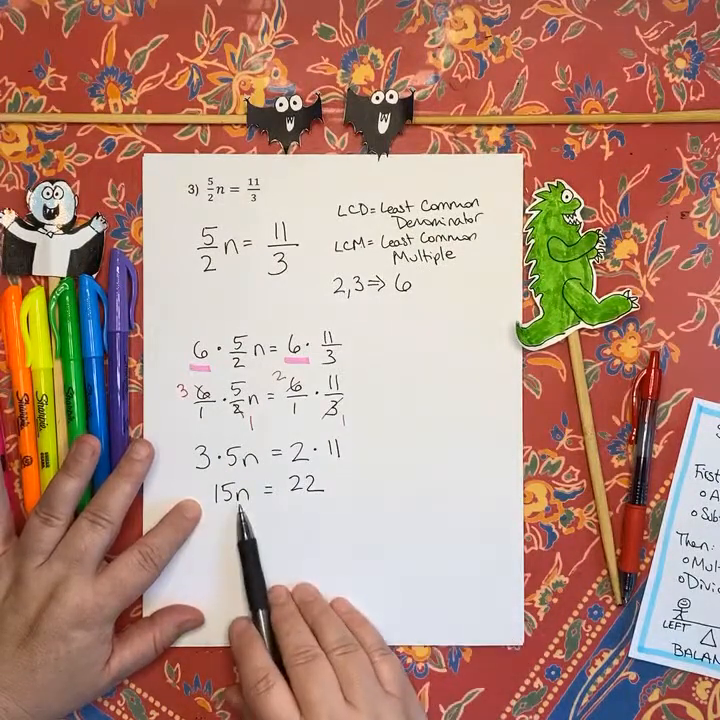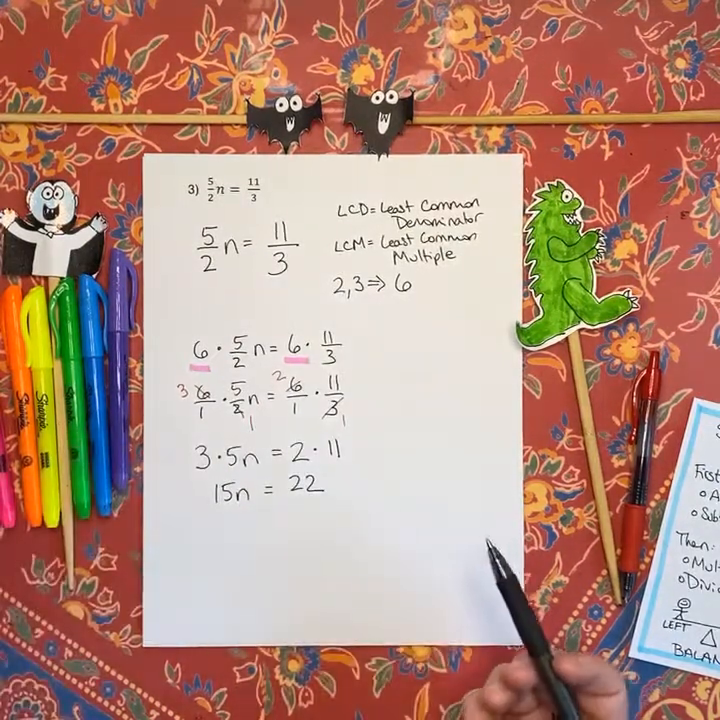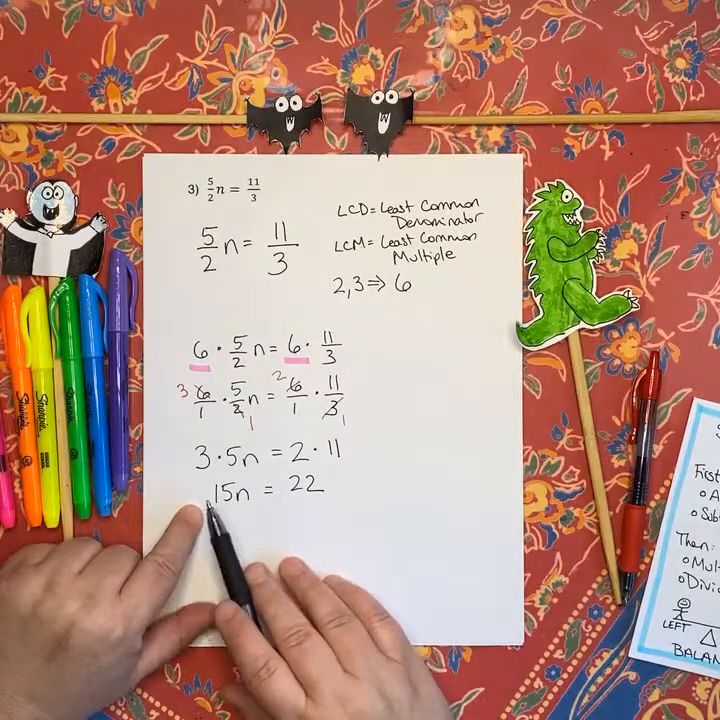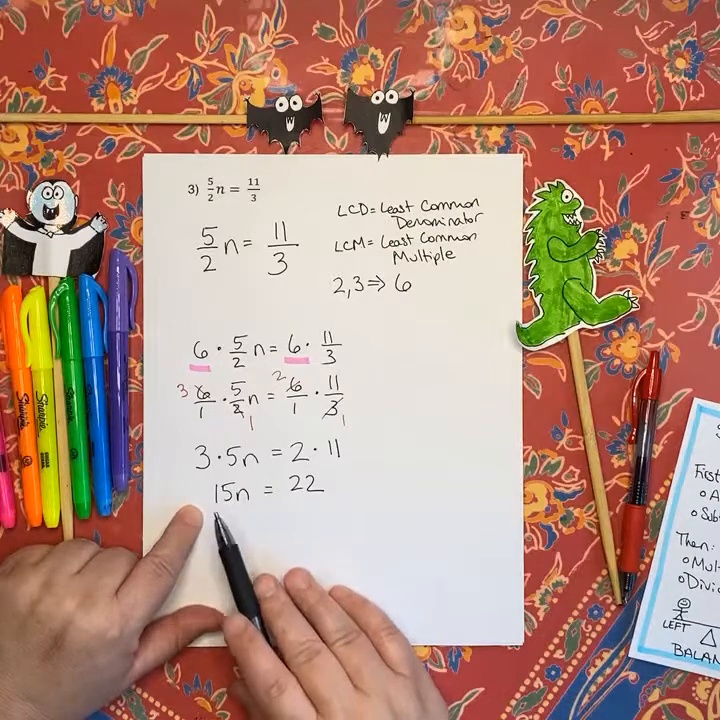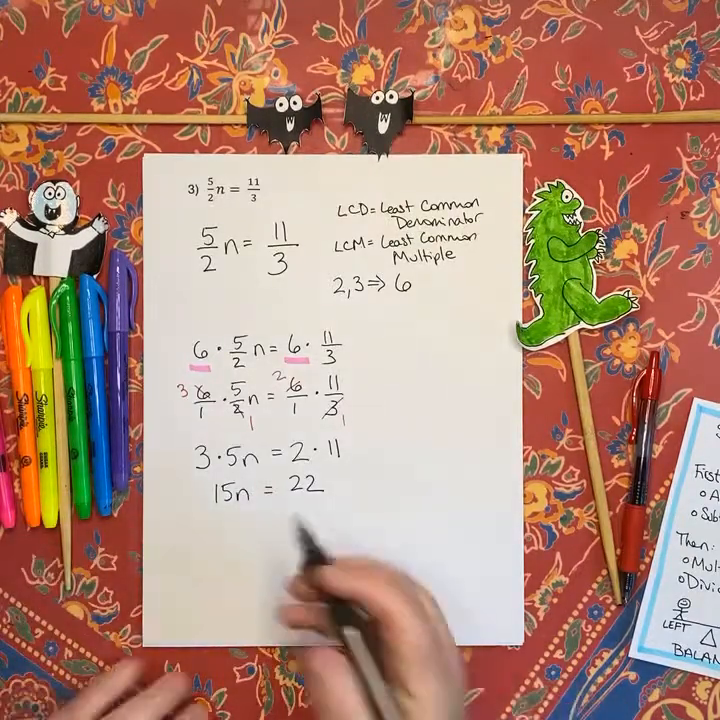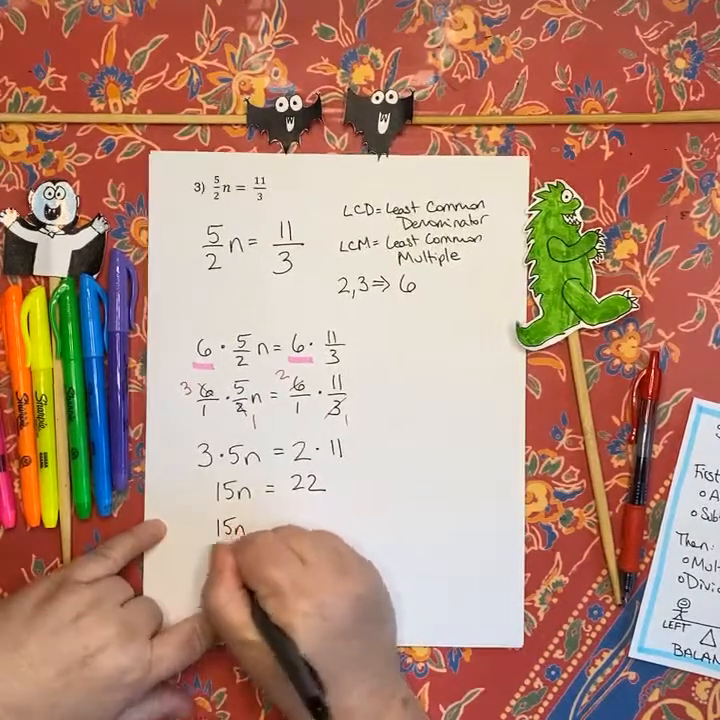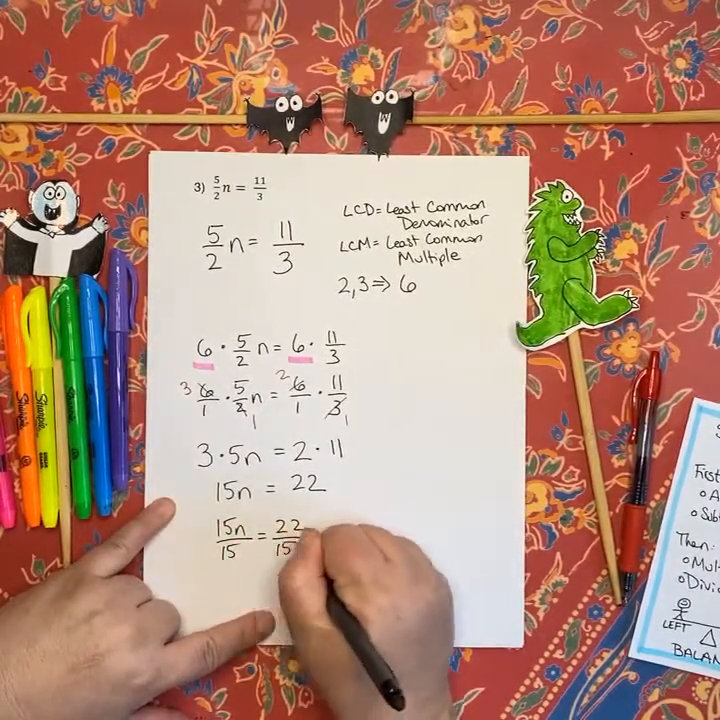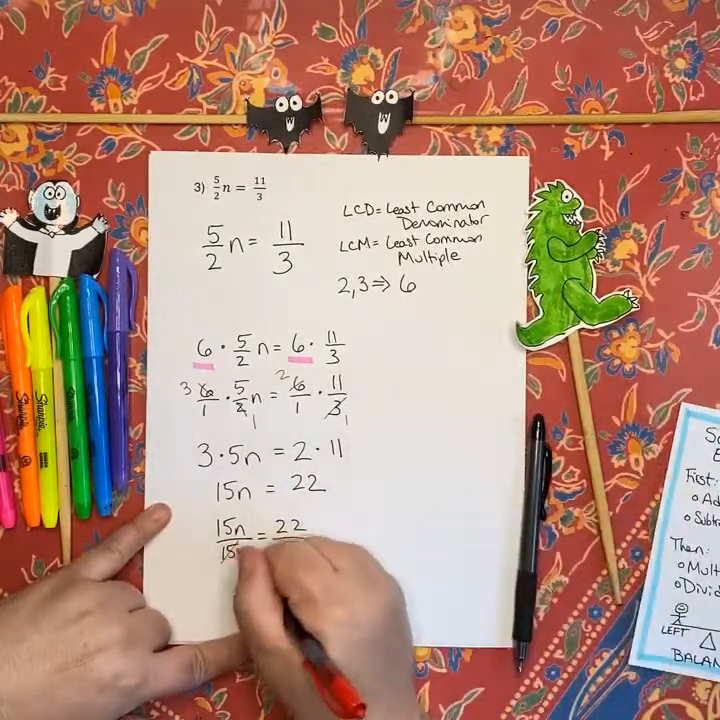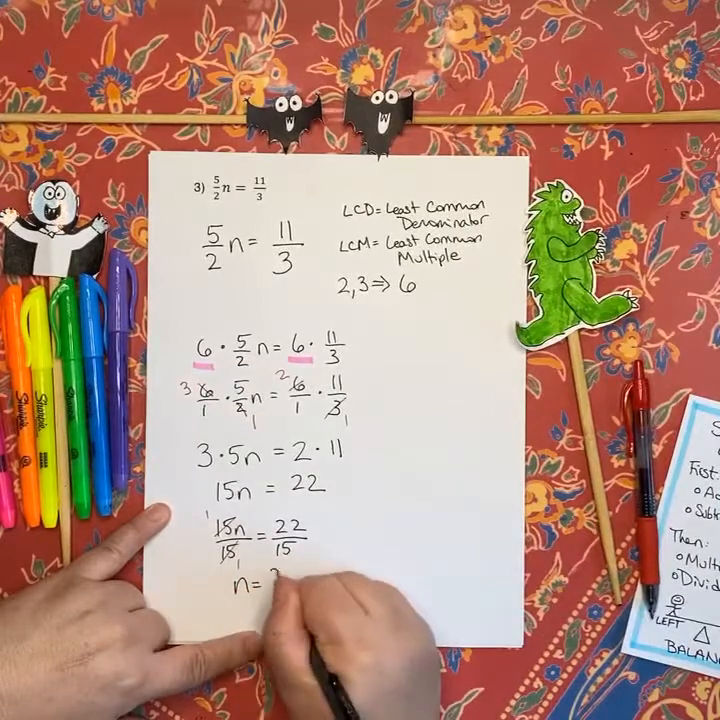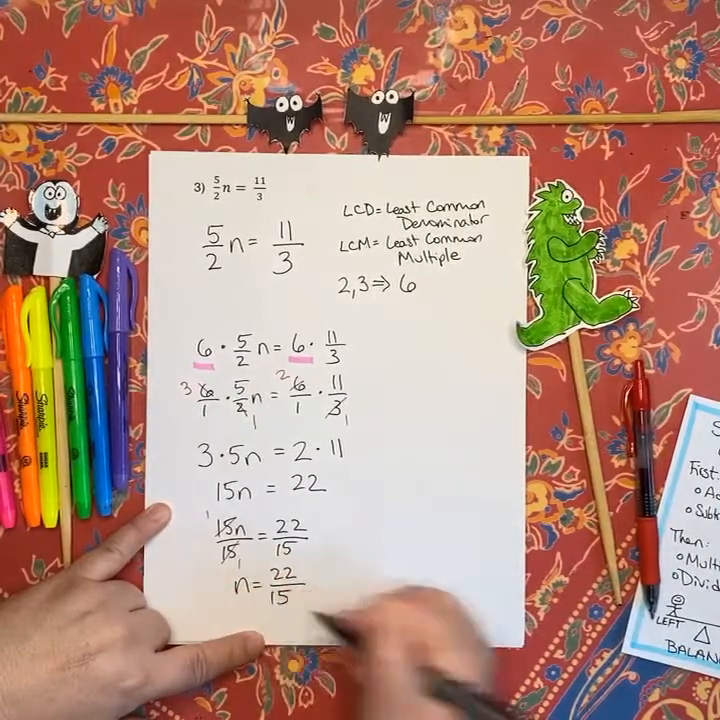So I got 15 times n equals 22. How do I solve this? Well, I want to isolate the n. So I want to get rid of the 15. This is 15 times n. So to undo that, I have to divide. You got it. 15n over 15 equals 22 over 15. The 15s on the left cancel. And I get n equals 22 over 15.